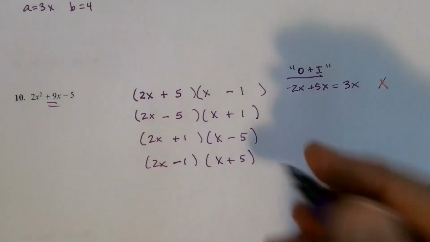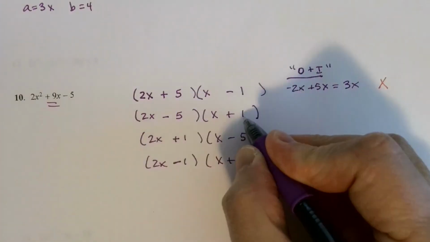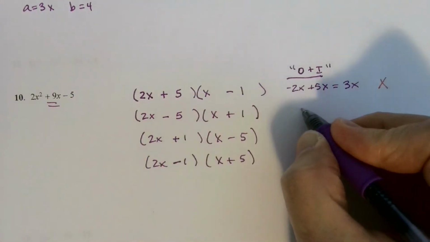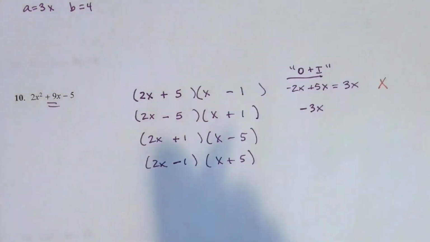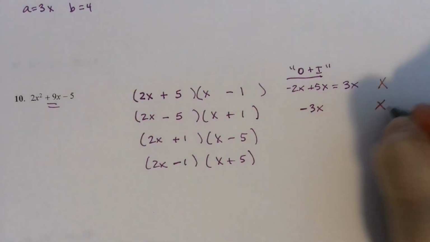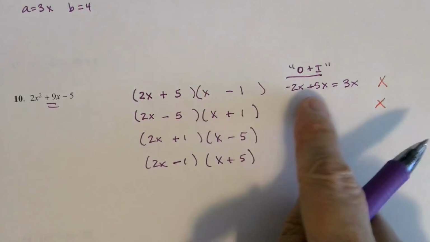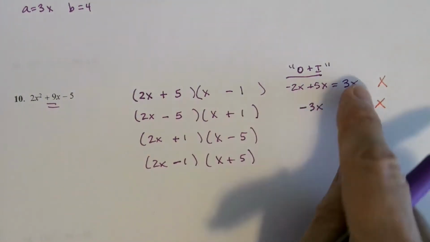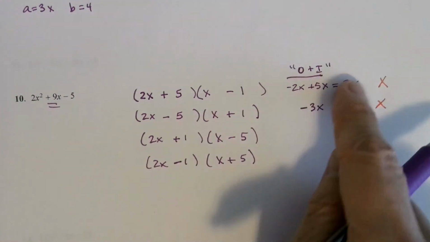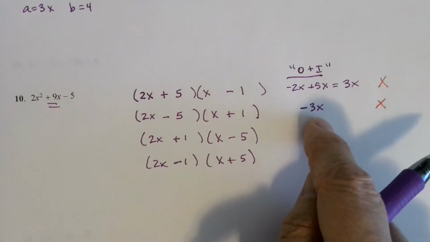This is incorrect. Here, if I do the outer, I get 2x, and inner is negative 5x. That's going to give me negative 3x, which is also incorrect. By the way, if you swap the signs here, that's exactly what's going to happen to your inner and outer sum. Your outer and inner sum is going to just change sign. That's all that's going to happen.